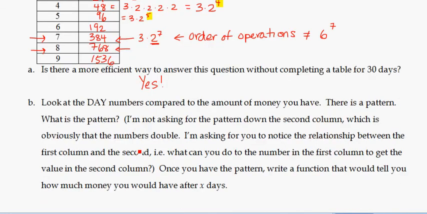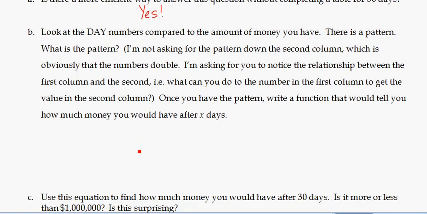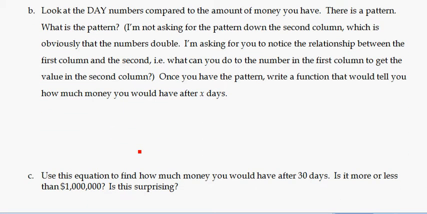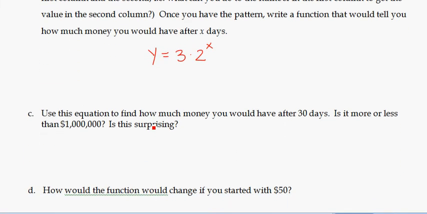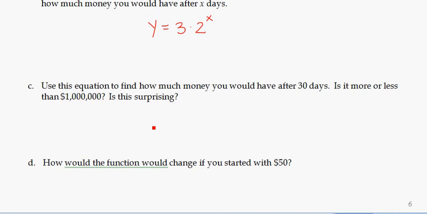For part B of this question, they're asking us to write an equation. If we let x equal the number of days, can we write an equation? And the answer is yes. We could say y is going to be 3 times 2 to the x. This is going to give us our input and our output. We input x many days, and this output will tell me how many dollars I'll have. For part C, let's use this equation to find out how much money we would have after 30 days. This is going to be much more efficient than actually completing the table for 30 days.